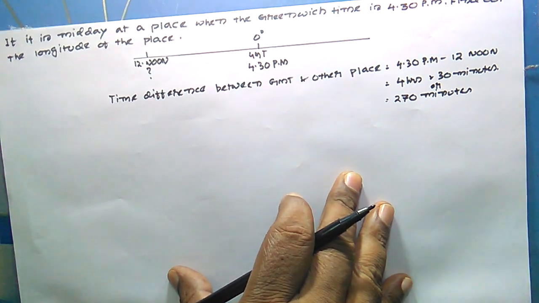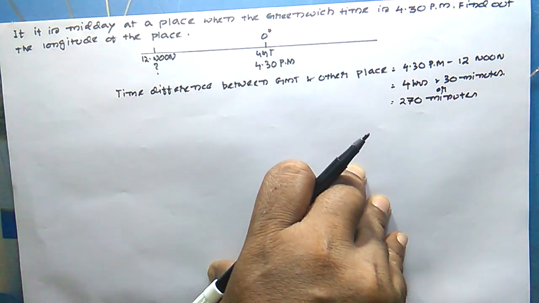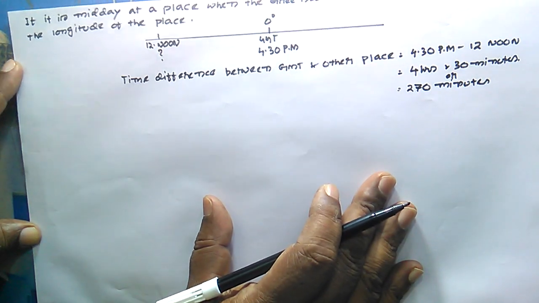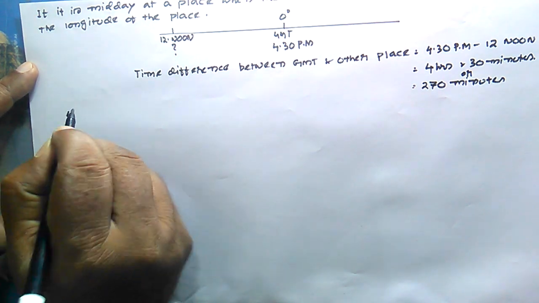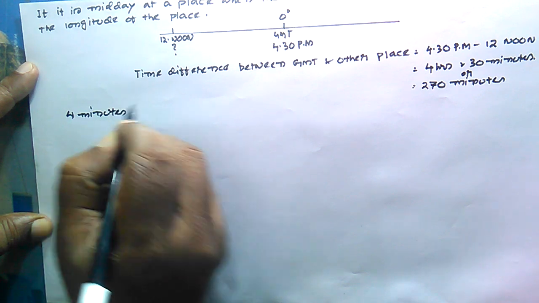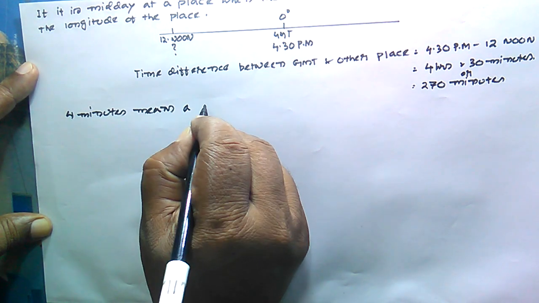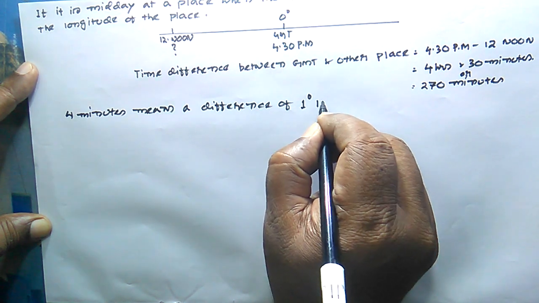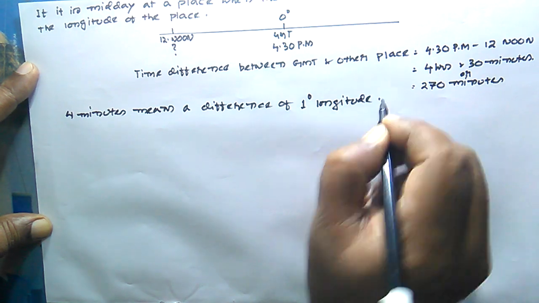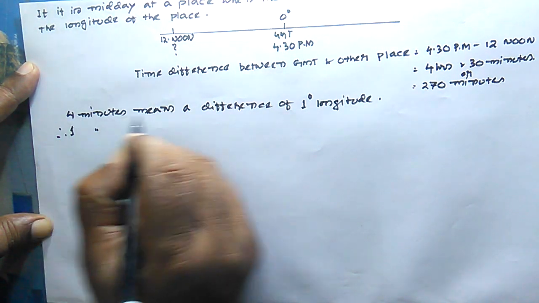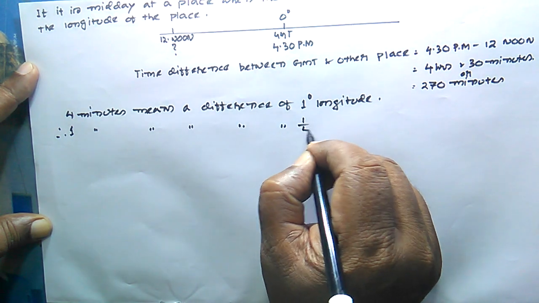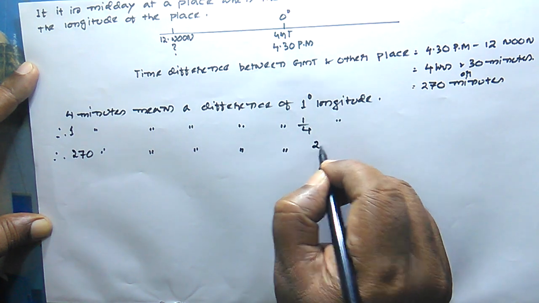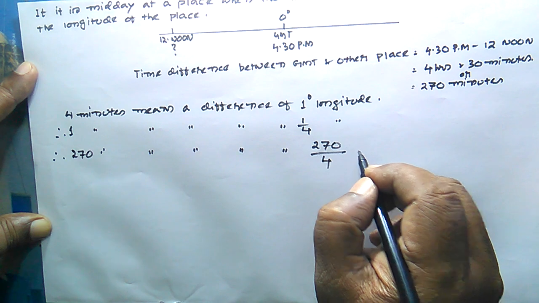Now we have to write, earlier, in case of finding out the time, we had to write 1 degree longitude means a difference of 4 minutes. Now here it is exactly the opposite. We have to write 4 minutes means a difference of 1 degree longitude. Therefore 1 minute means a difference of 1 by 4 longitude. 270 minutes means a difference of 270 divided by 4 is equal to.